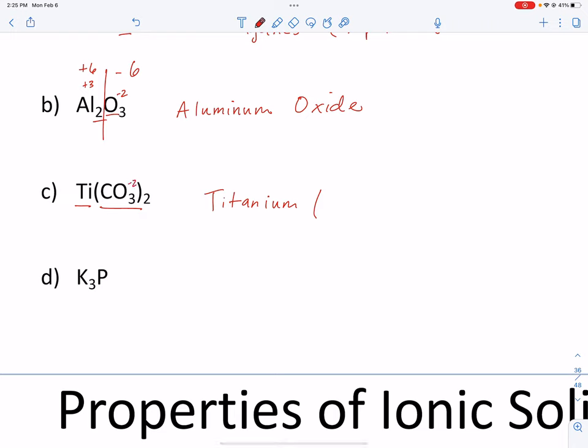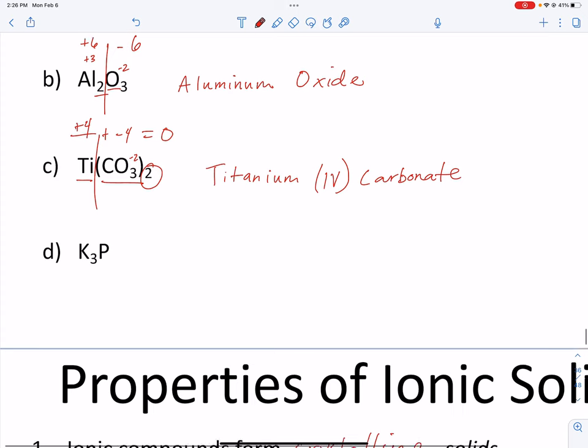And I know carbonate carries a -2 charge, okay? And because I have 2 carbonates on my negative side, both carbonates being a -2, I have a total of -4. Well, I know this side plus my -4 has to add up to 0 to be a charge-neutral compound overall, and since I just have one titanium, I know this is a +4. Okay, so because it's a +4, I'll indicate that with Roman numerals, and then I'll say carbonate. So titanium(IV) carbonate.